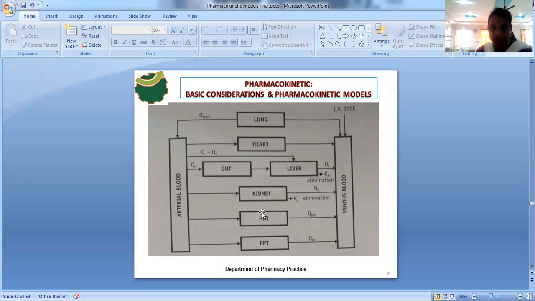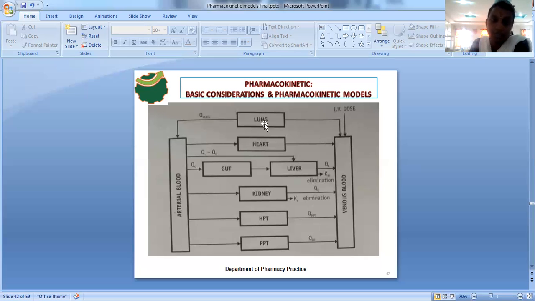If it takes place rapidly, we call it a rapidly perfused tissue, or rapidly equilibrated tissue, or highly perfused tissue. This is the poorly perfused tissue, or slowly equilibrated tissue. All the tissues which come under the high perfusion rate and all the tissues which come under the poor perfusion rate are grouped respectively under the HPT and the PPT.